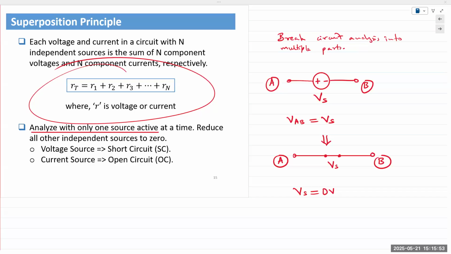Similarly, for a current source, if you want current to be reduced to 0, meaning you want it to stop flowing, the only way we can do that is if there is no pathway for the current to flow through. So we replace a current source with an open circuit.